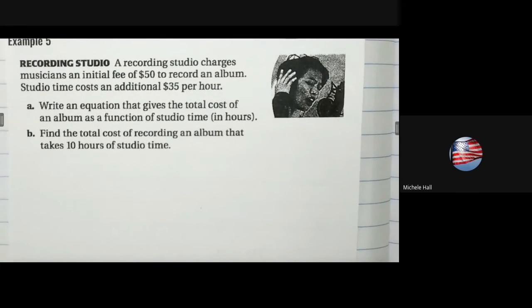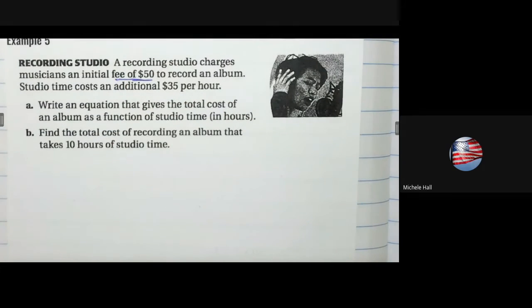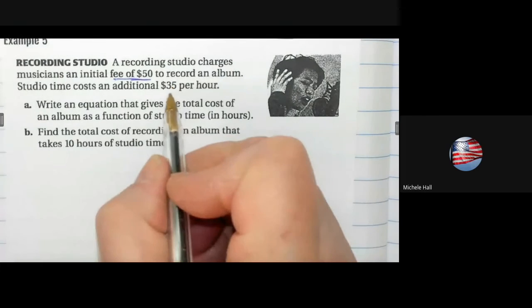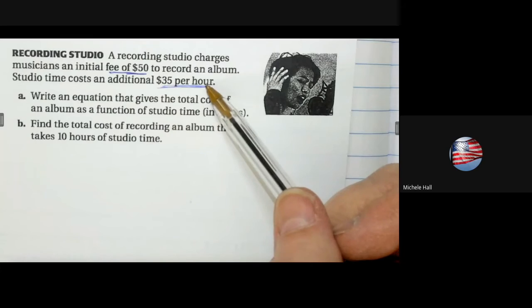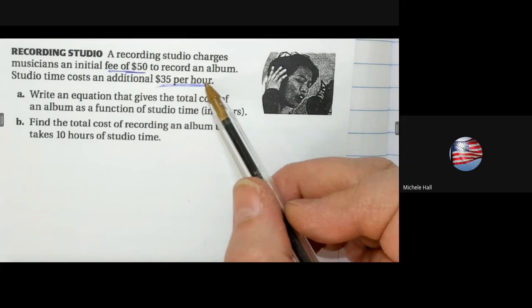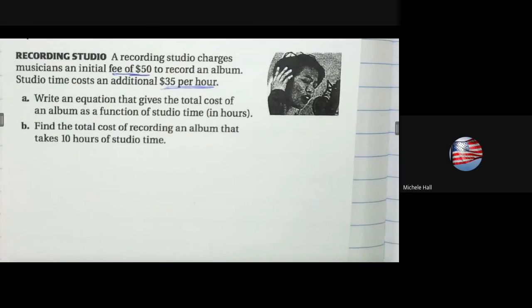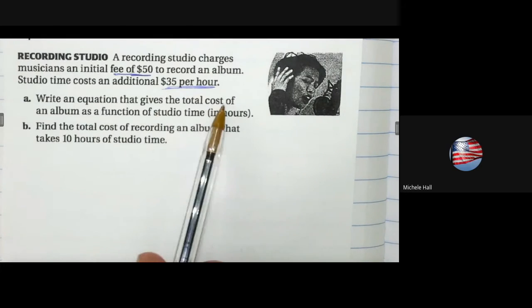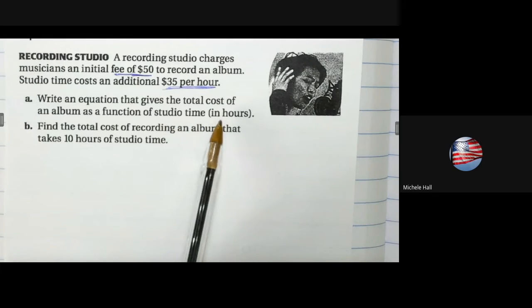Example 5, a recording studio. A recording studio charges musicians an initial fee of $50 to record an album. Studio time costs an additional $35 per hour. If I was only going to be there for 1 hour, then it would be $35 plus the initial fee. If I'm going to be there for 2 hours, then it would be $70 plus the initial $50. Write an equation that gives the total cost of an album as a function of studio time in hours.